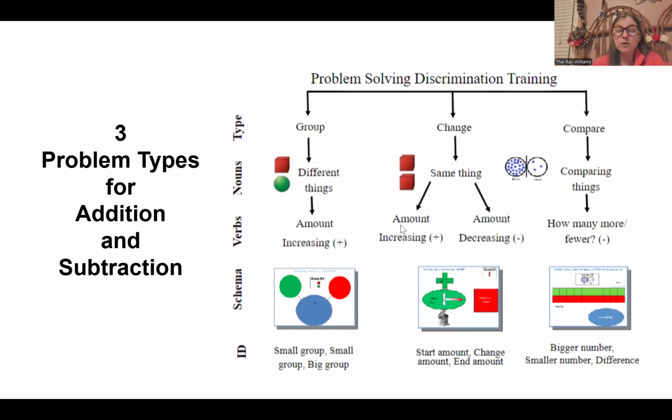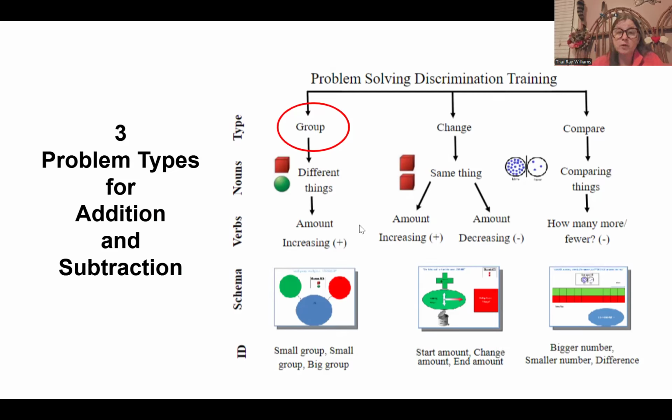And the different types of word problems are, first, we have what's called a group word problem. A group word problem would be when you have things that are different. Again, when I think about clothes, I have 4 pair of pants and I have 5 shirts. Those are different things. And if I want to know how many pieces of clothing I have altogether, that amount is going to be increasing if I start with 4 pair of pants because I am adding, right?